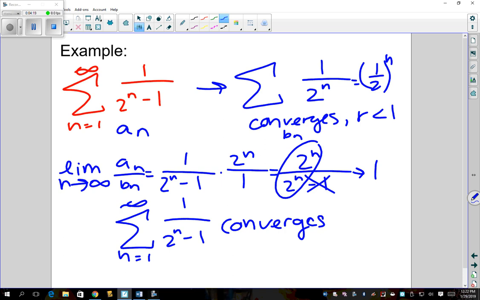So there are a lot of conditions for this test, but it's really not too hard once you get the hang of dividing.